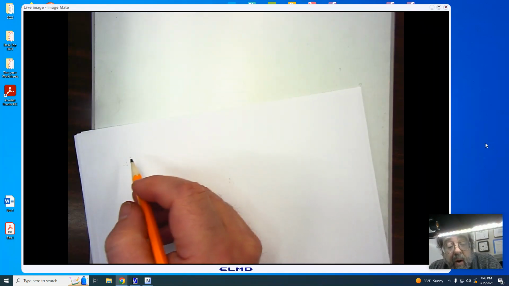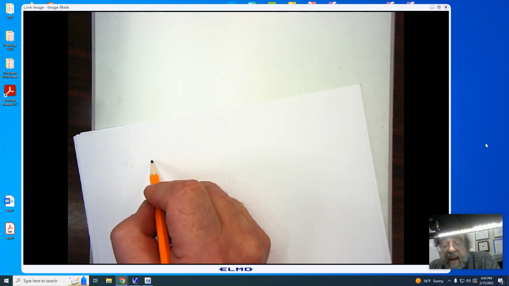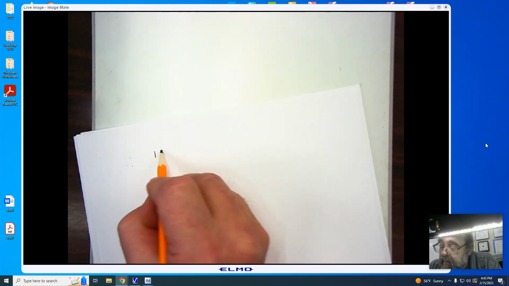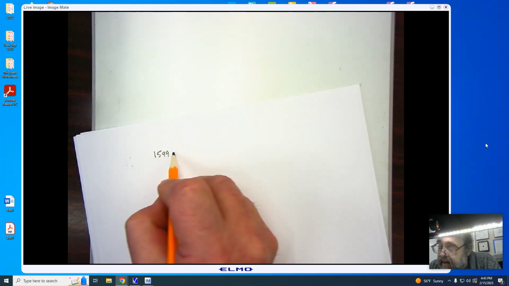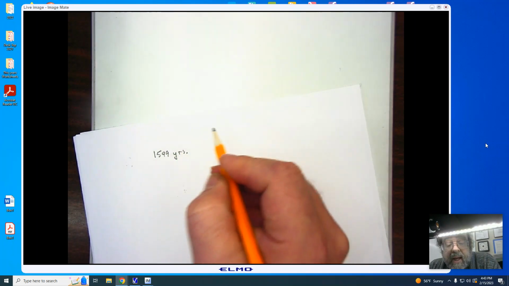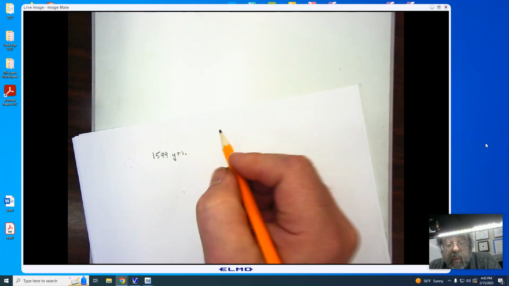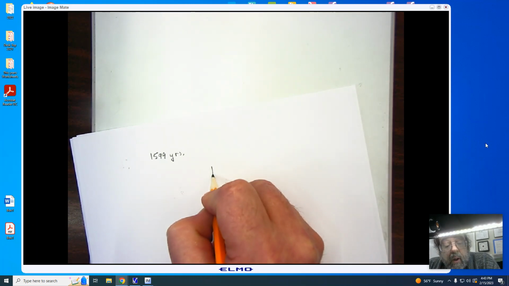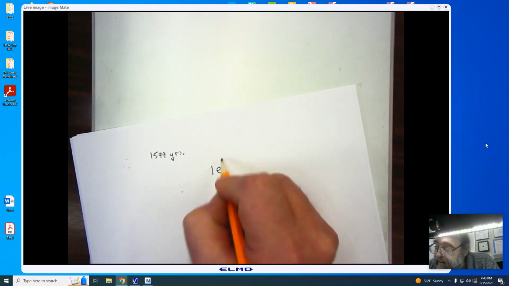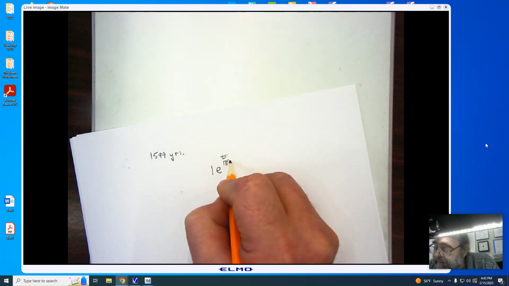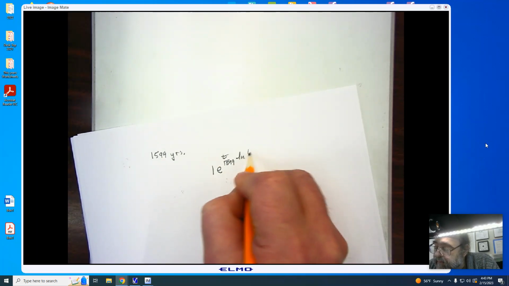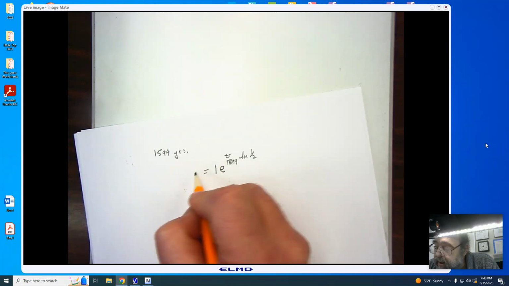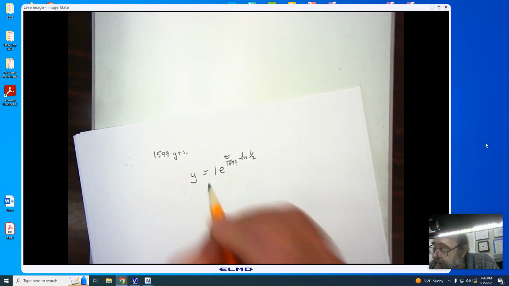We're now looking at number 37. Number 37 is a word problem. It says radioactive radium has a half-life of approximately 1599 years. What percent of a given amount remains after 100 years? So I'm going to start with one whole, and I have e to the t divided by 1599, natural log of 1 divided by 2 equals y.